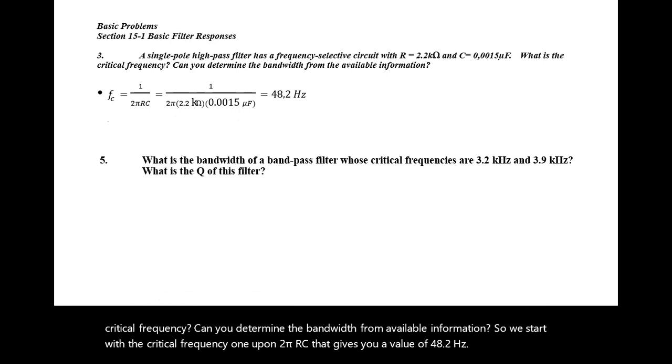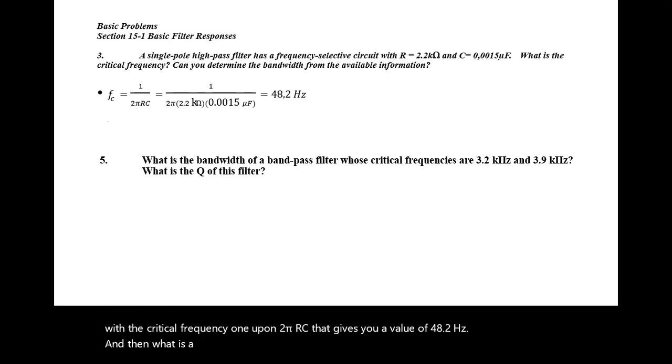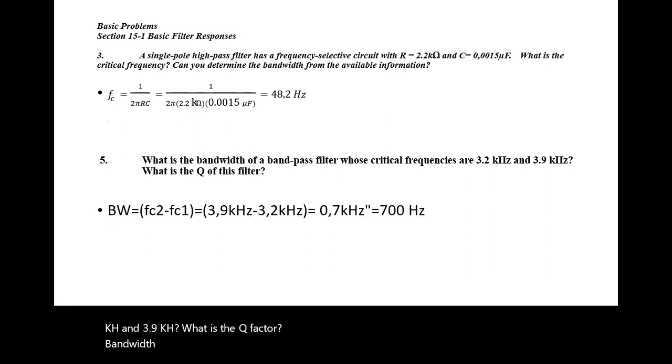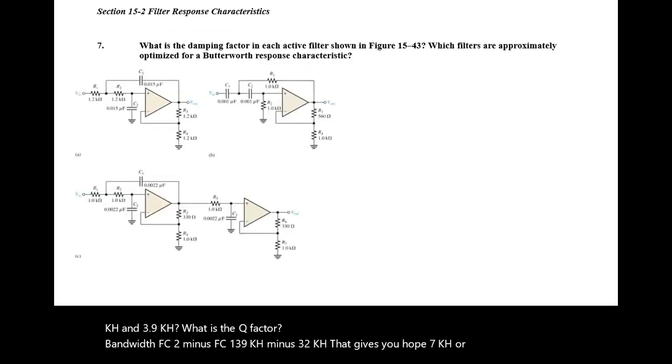And then what is the bandwidth of a bandpass filter whose critical frequencies are 3.3 kilohertz and 3.9 kilohertz? What is the Q factor? Bandwidth is FC2 minus FC1, 3.9 kilohertz minus 3.2 kilohertz. That gives you 0.7 kilohertz or 700 Hertz.